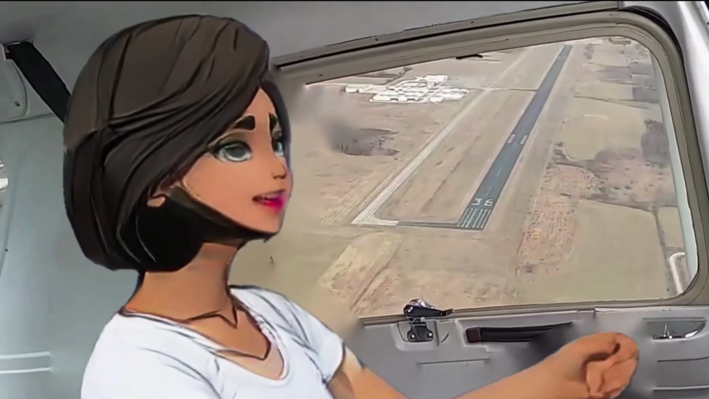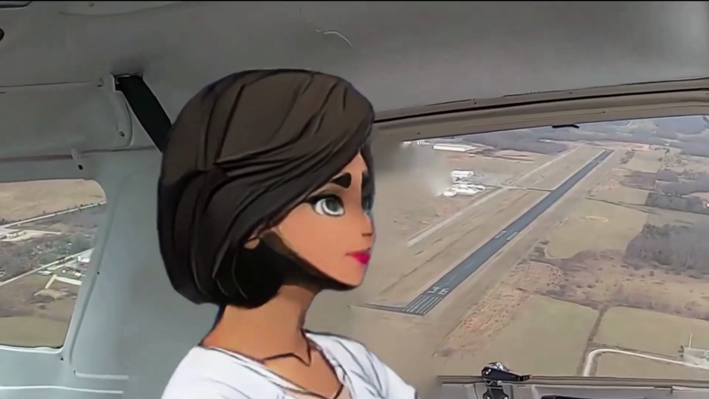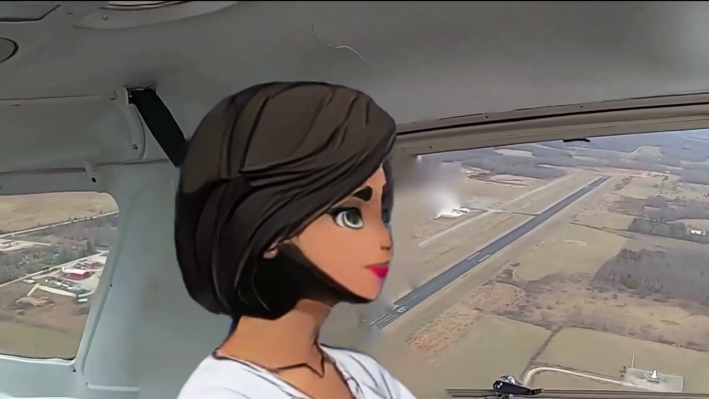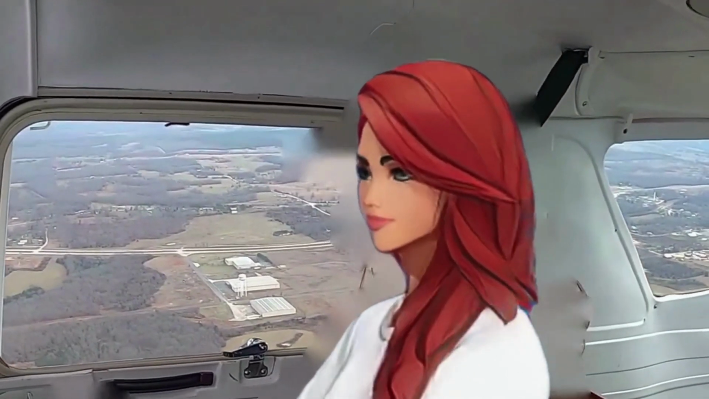I haven't even been looking at the magnetic compass except to set the directional gyro. Why do I need to learn to make turns using the compass? The directional gyro is easier to use, but some airplanes don't have one.